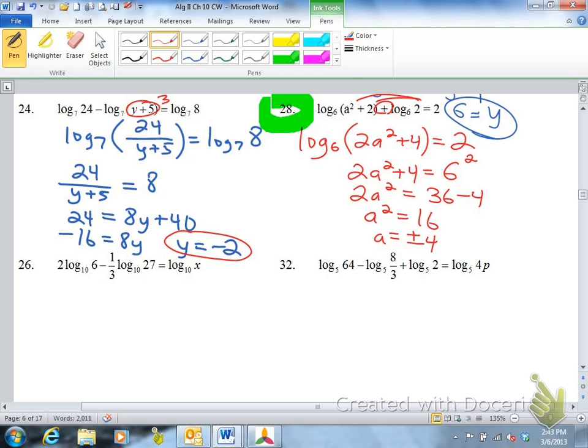And you might think, uh-oh, a negative 4, it's going to be extraneous. But when we plug in negative 4 right here, you square it so that it's positive. So both answers are correct.